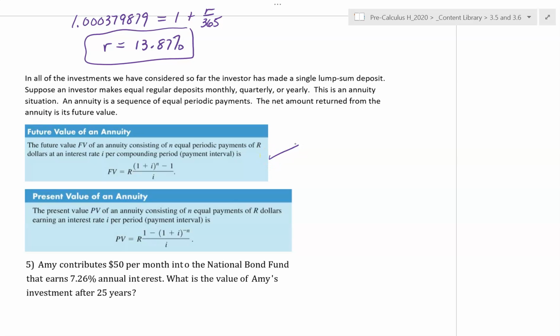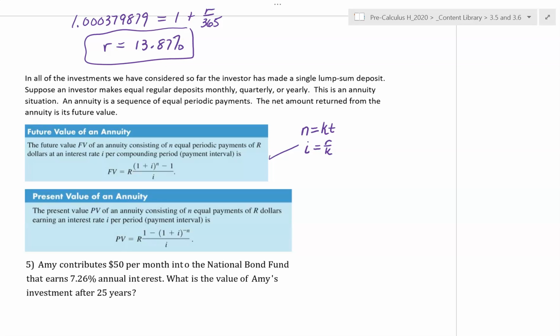So go ahead and pause the video and read the blue box to see what each individual letter in the formula would represent. So N is K times T, because it's equal periodic payments of R dollars at an interest rate of I. So I is R over K, since R is the interest rate per compound period. Okay, so we also have a present value formula there. We're going to wait on that one.